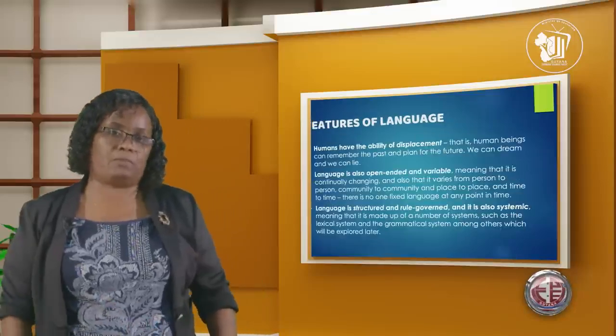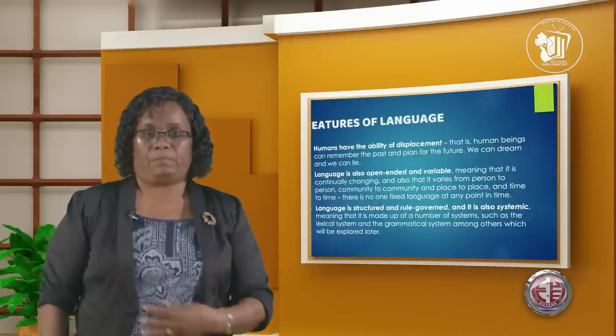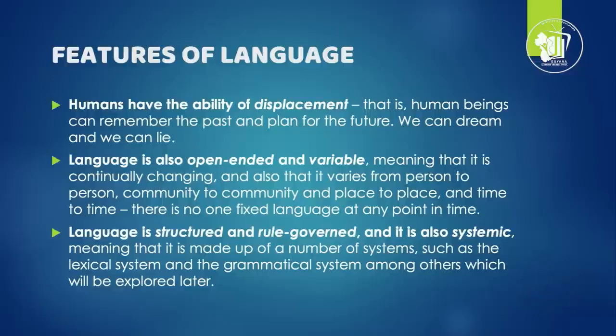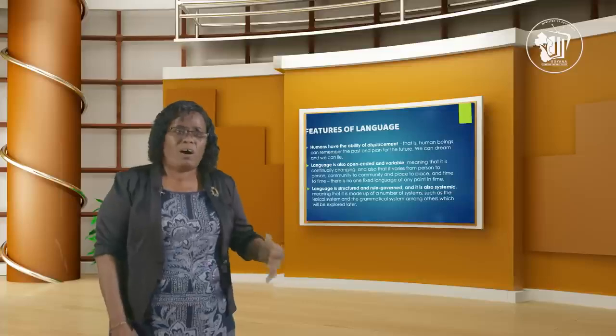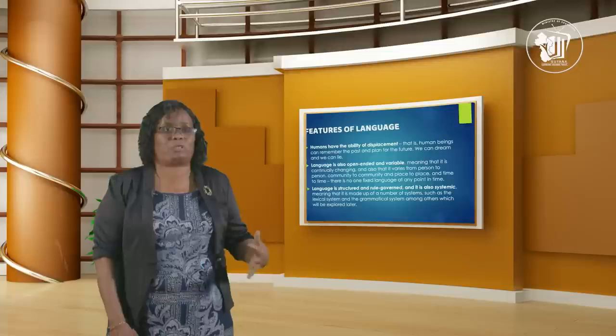All right, here's another one. Humans have the ability of displacement. Now, displacement tells us that we can remember the past, we can plan for the future, we can dream, and we can lie. I love the last one. We can dream and we can lie. How are you doing today? You're like, good. But here, you're like, good. Does that sound like somebody who is good? Right? You're off a bit, but the words that you use probably don't match what you want to say.